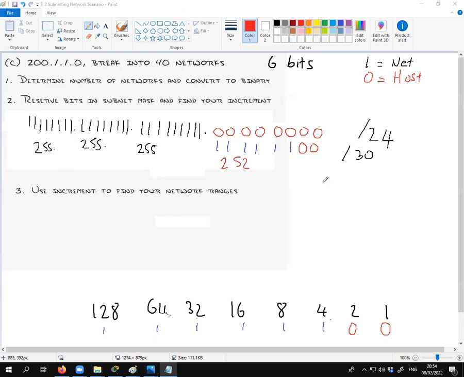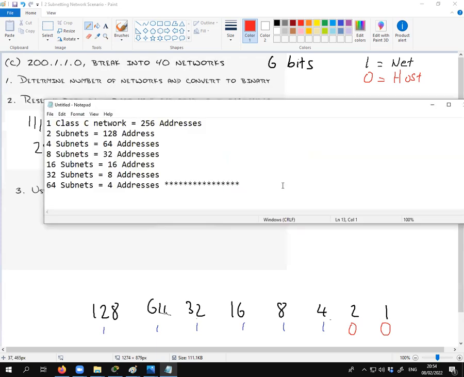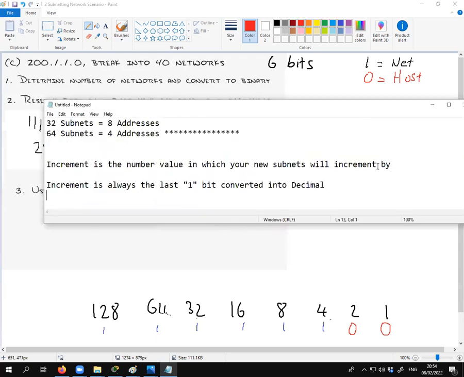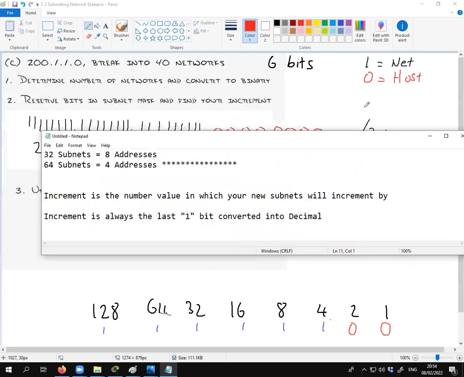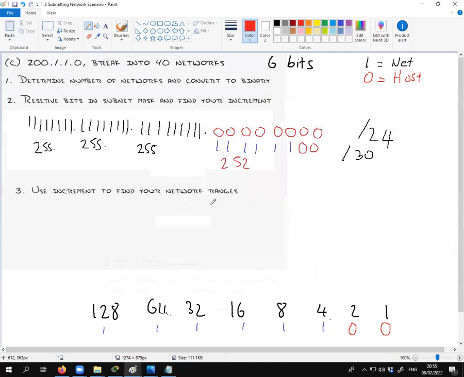So use the increment to write your network ranges. What did we say about the increment? We said the increment is the numerical value by which your new subnets will increment. The increment is always the last subnet bit converted into decimal. So where is our increment value here? 4. Yes. This is the 1 bits of your network, this is your 0s. So it's always the last subnet bit converted into decimal. Our increment value is 4. So you can say your inc is 4.